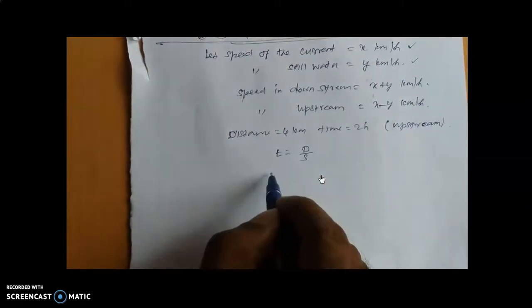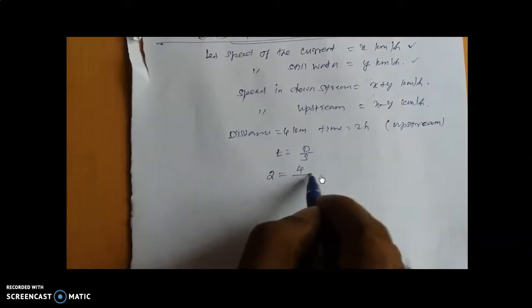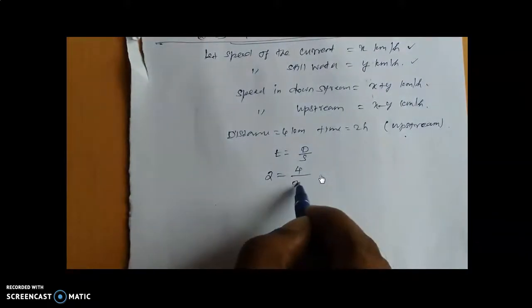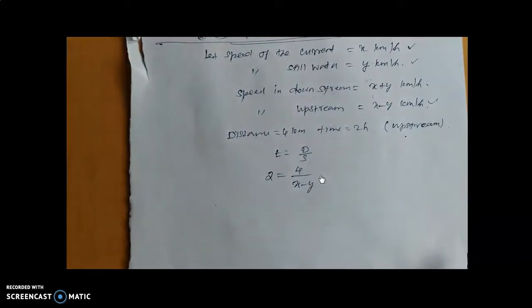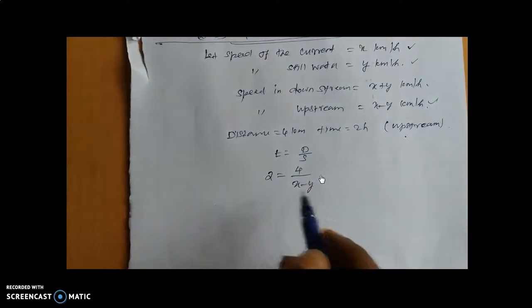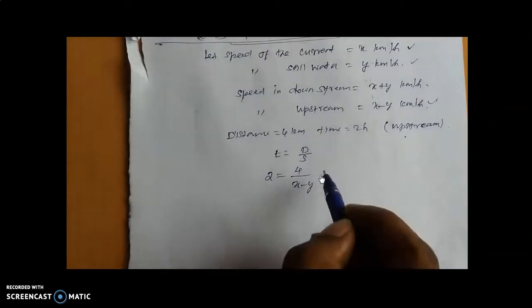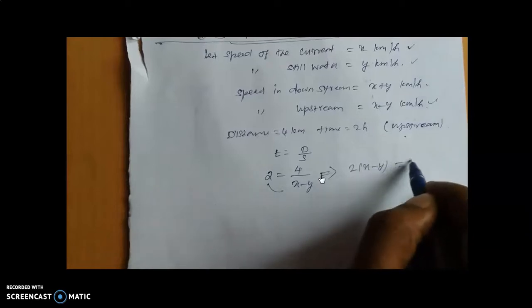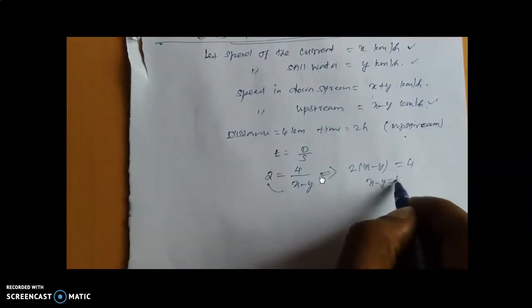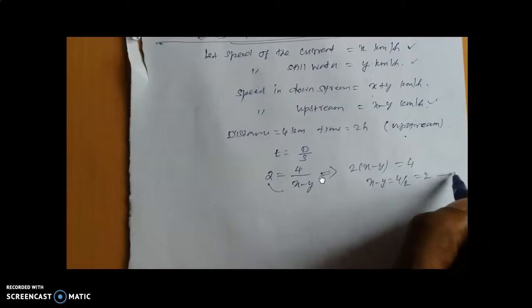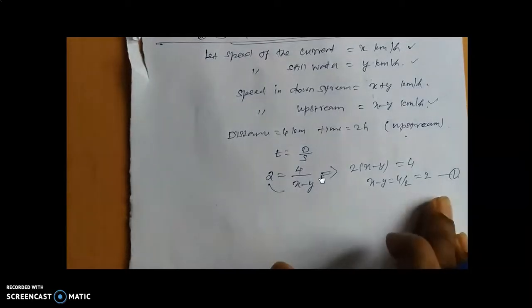So what is the formula? T equal to distance by speed. T is 2 hours, distance is 4 km, and the speed in upstream is x minus y. Here the time duration is given for downstream and upstream separately, so we take them separately. So this is the first relation. Now make a cross multiplication: 2 into x minus y equal to 4. Therefore x minus y equal to 4 divided by 2, equal to 2. That is equation number 1: x minus y equal to 2.